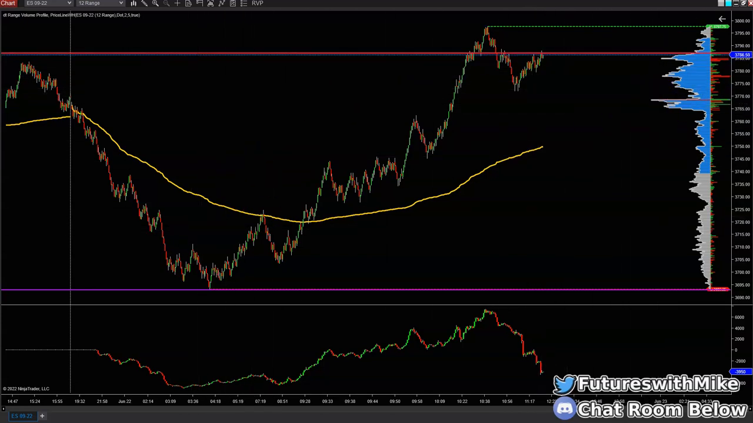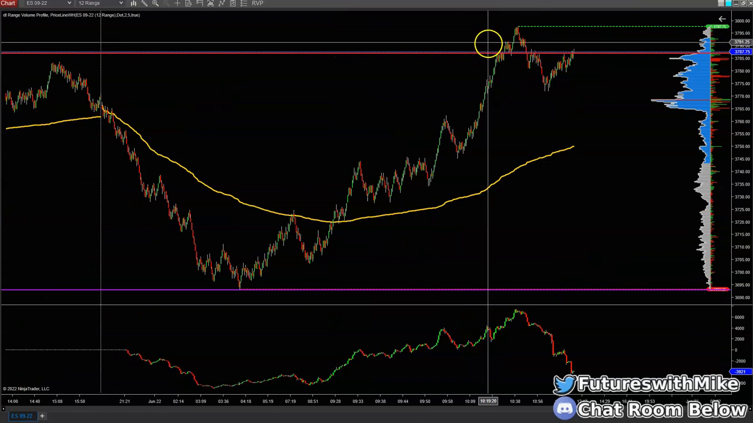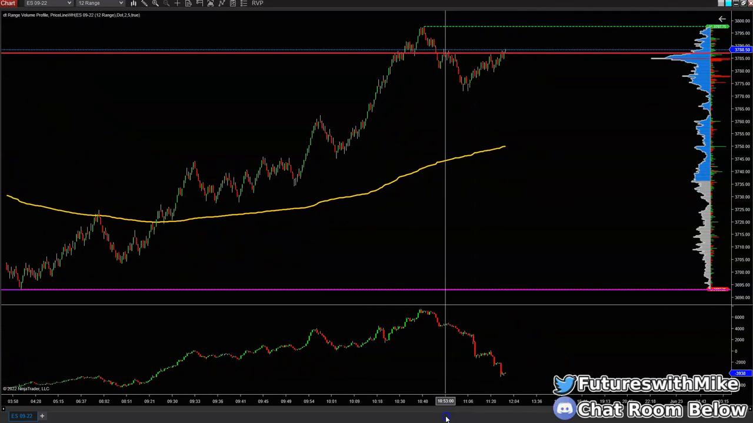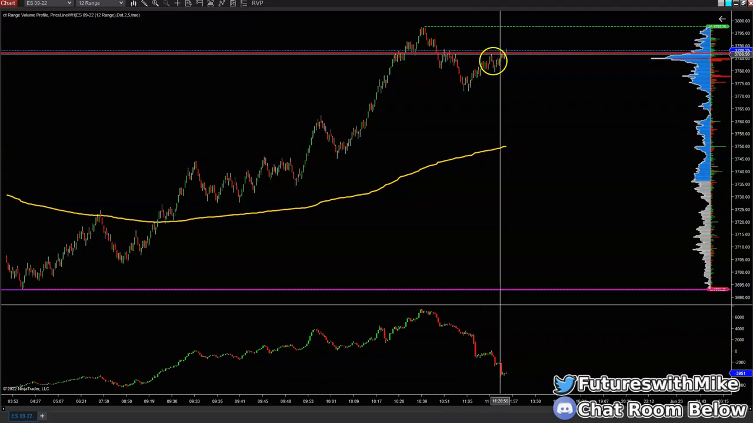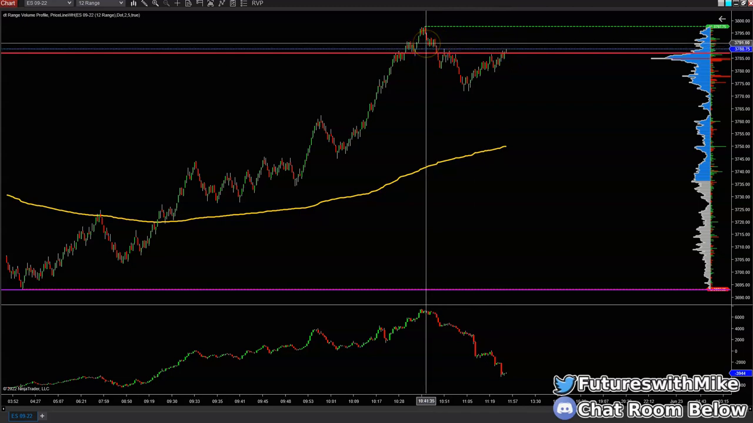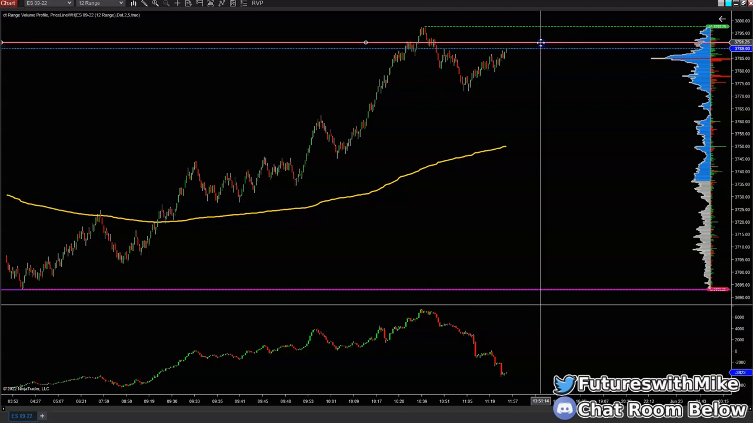I'm not sure how much longer I'm going to trade, guys, because it's actually going on 11:30 right now. So, yeah, I'm not really sure. Got to be careful in this area. Got support right below. There's a level right here, but we got support right below.